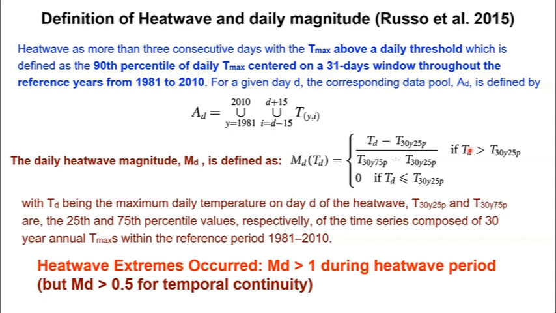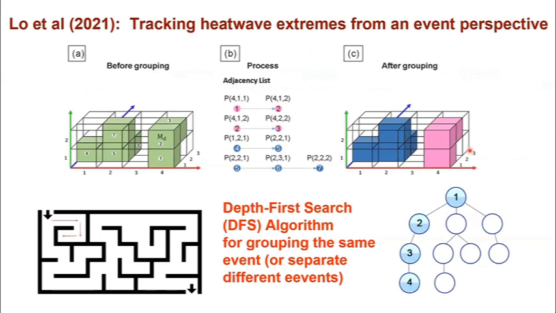Of course, in the tropics, it's a little bit different because of less seasonality there. But anyway, we typically in this study use this occurrence threshold as this MD, or daily magnitude, to exceed 1. So it has to be larger than the 75 percentile of 30 annual maximum temperatures to be counted as a voxel or box.